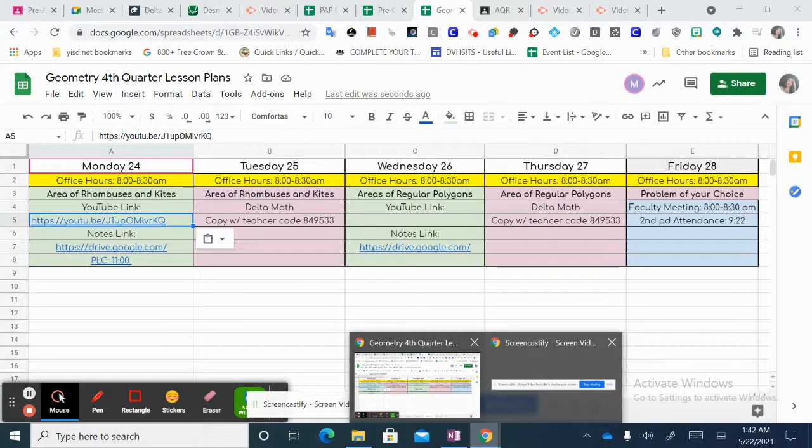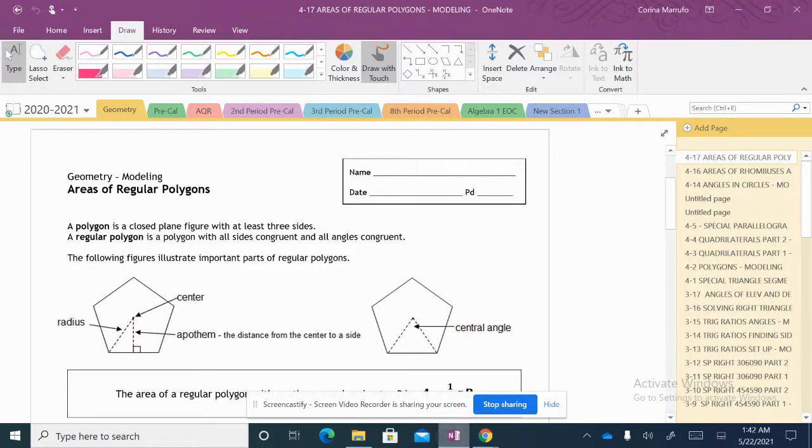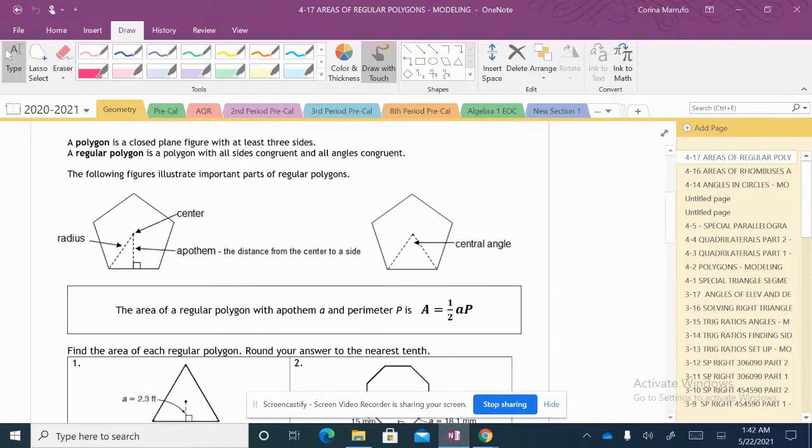Alrighty, so our next lesson is going to be area of regular polygons. A polygon is a closed plane figure with at least 3 sides. A regular polygon is a polygon with all sides congruent and all angles congruent. So the following figures illustrate important parts of the polygons.